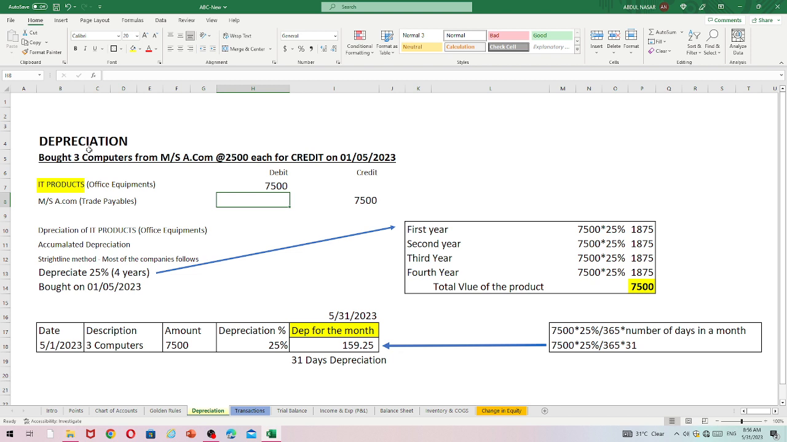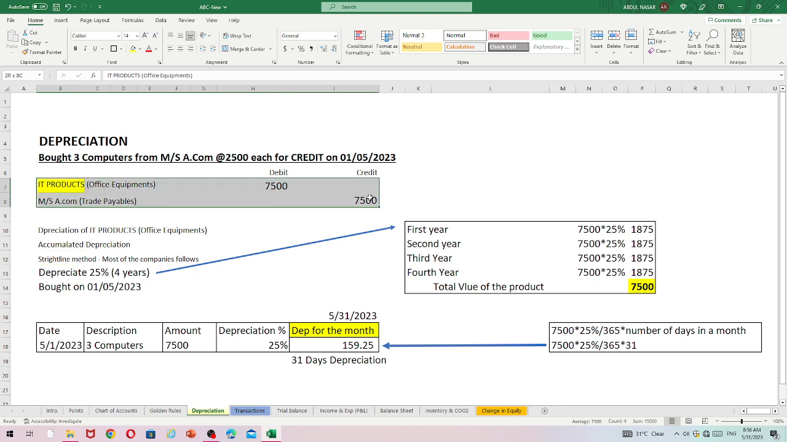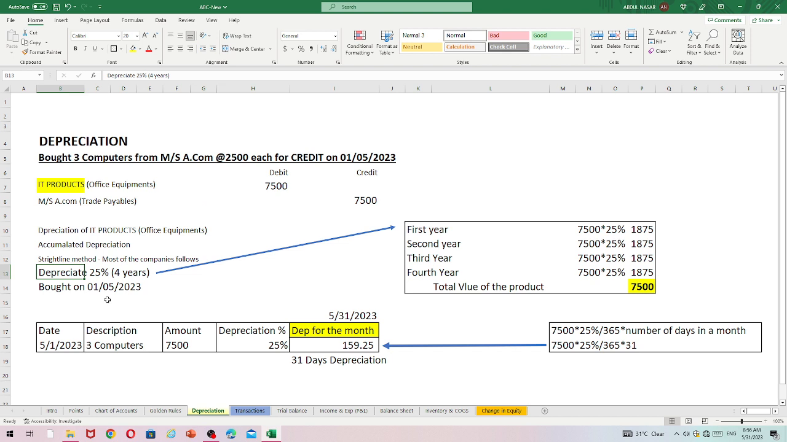This is very simple. We are going to discuss the straight line method of depreciation, because the majority of companies are adopting or following this straight line method, which is very simple. This is the entry we have just passed in the books, and for this entry we need to pass the depreciation, three computers. Here the management has to decide what percentage they are going to depreciate each and every asset. So this percentage will vary based on the management decision.